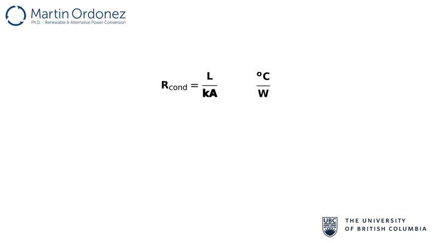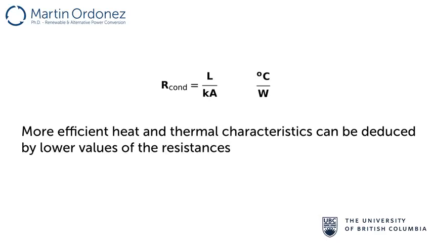From the equation, we can see that just like in an electrical resistance, thermal resistances are inversely proportional to the surface area. In analogy to electrical resistances, lower values of thermal resistances imply that the conduction of losses is more efficient and better thermal performance can be achieved.